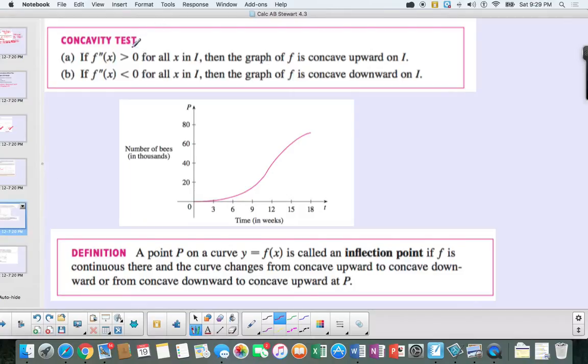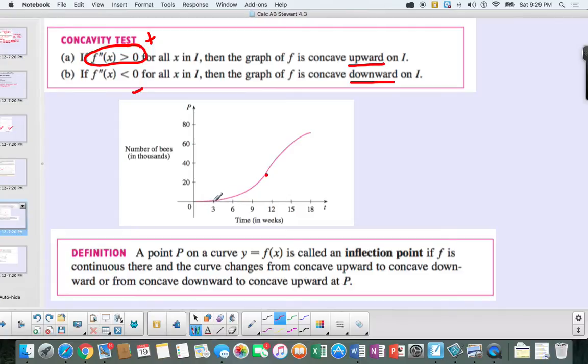When the second derivative is greater than 0, so when it's positive, we say that it's concave upward. When the second derivative is negative, we say it's concave downward. So this is concave upward, the second derivative is positive. Here's concave down, the second derivative is negative.